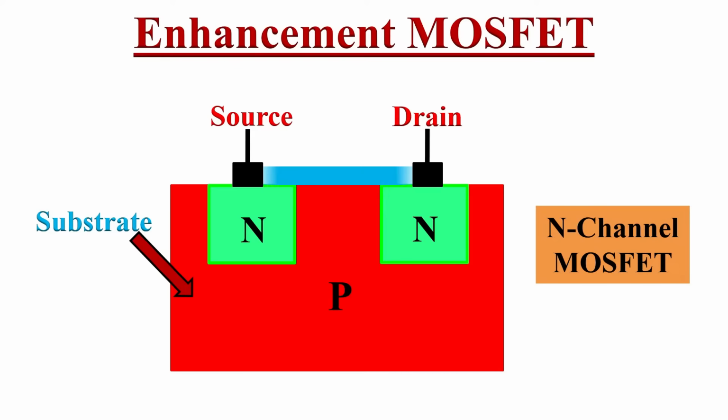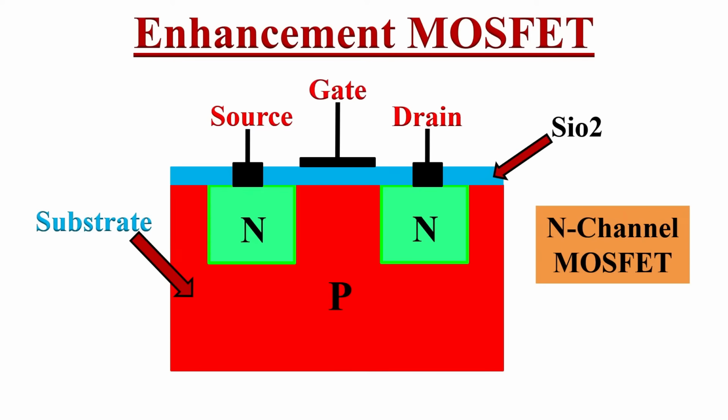Now the entire surface of the substrate is coated with an insulating layer of silicon dioxide. On this layer of silicon dioxide, a thin metallic plate is placed and a gate terminal is brought out from this metallic plate. If we observe over here, the gate terminal is insulated from substrate and there is no default N-channel present between drain and source.